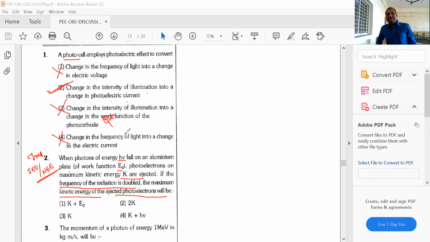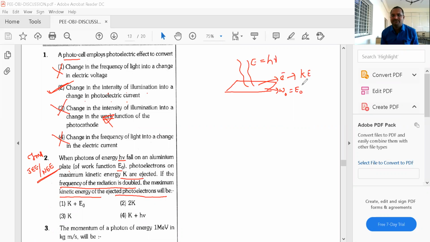Let us imagine this is a metal surface. On this metal surface, energy is falling, and this metal surface has work function E naught. The energy of the photons which are falling is h nu. Clear? Due to that, electrons will eject out, and these electrons will move with some kinetic energy K.